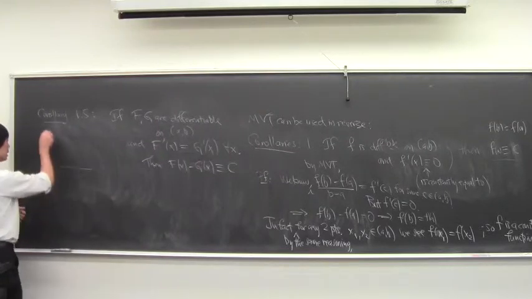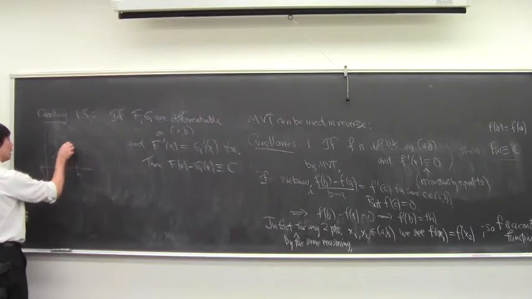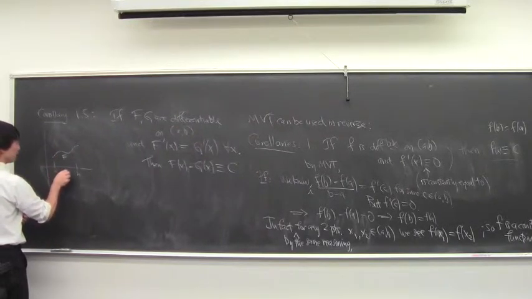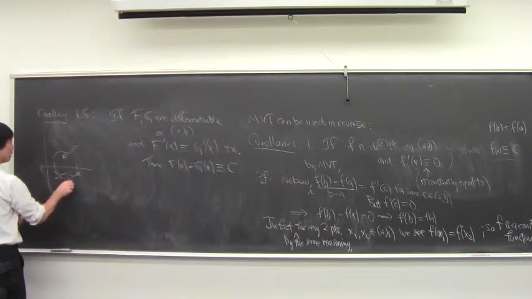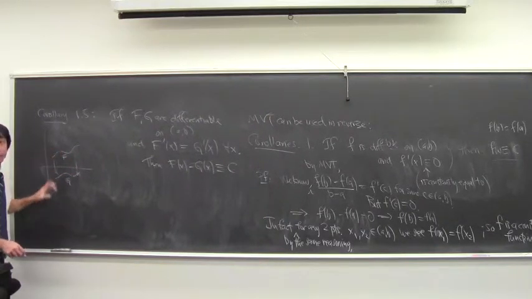The picture is like this: a, b. You're going to end up seeing that one guy is the same thing as the other guy, but just plus some constant. At whatever point in time, the difference stays the same. The difference is constant.